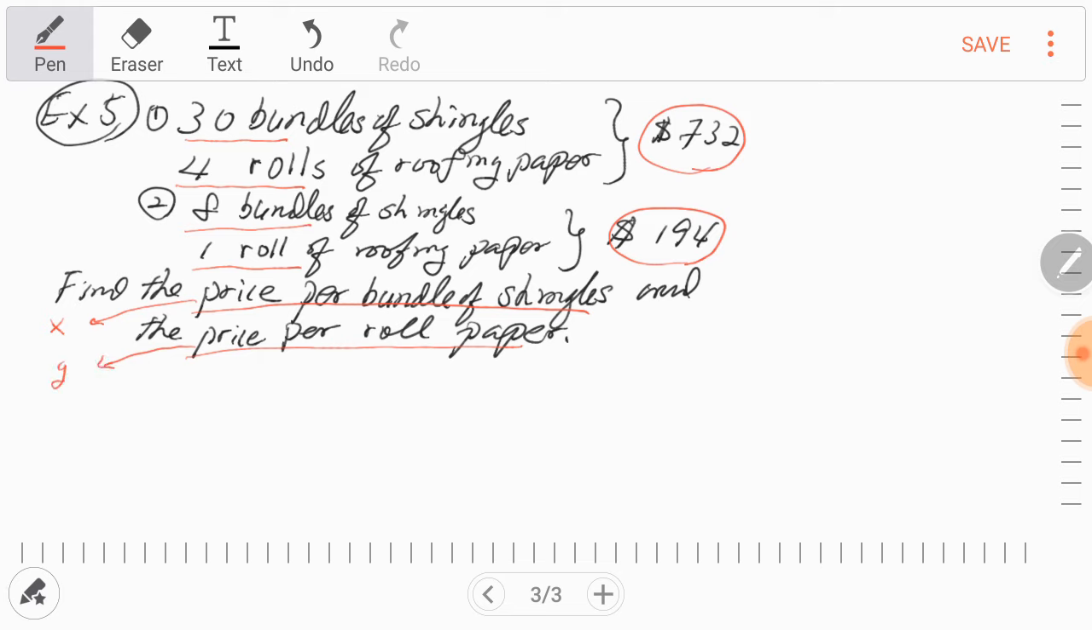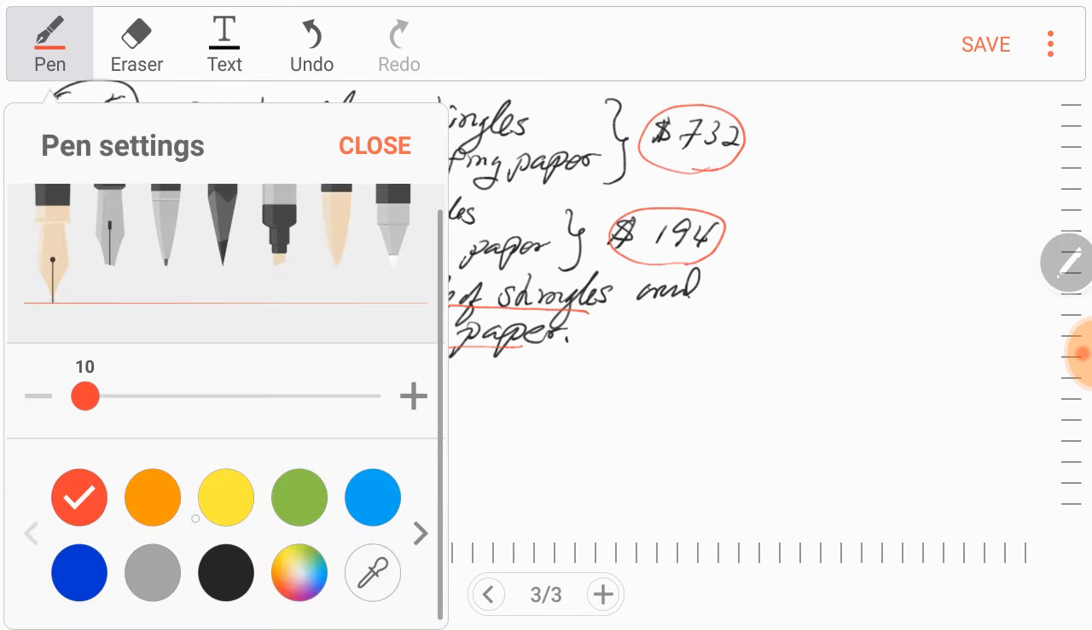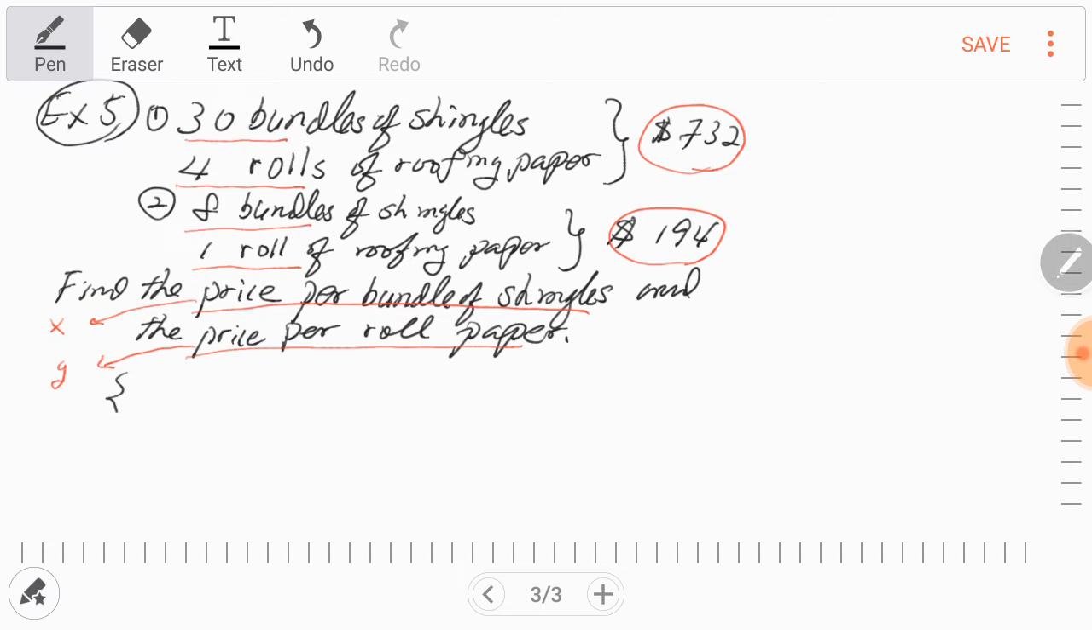Then we have to set up equations for this. He bought two times, so we can write our first equation for the first purchase. 30 bundles of shingles, and each bundle is x dollars, so 30 times x, plus the cost for rolls of roofing paper. There are 4 rolls and each roll costs y dollars, so 4y. And the total cost is $732.